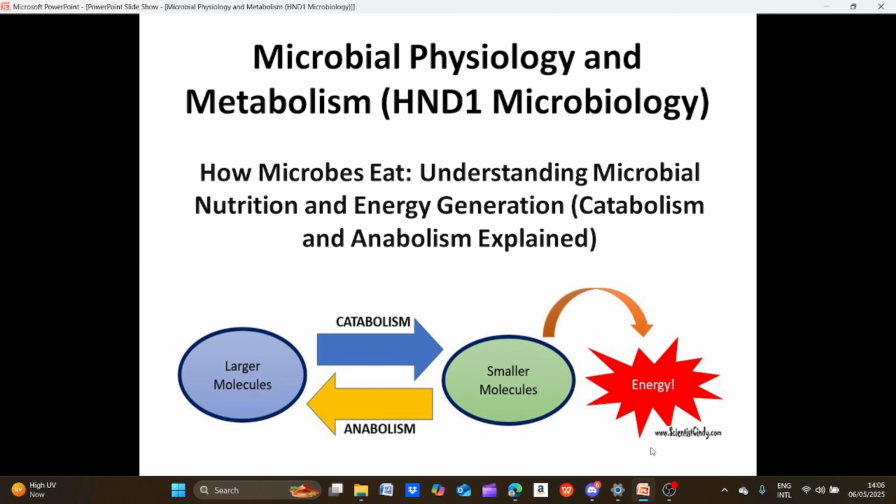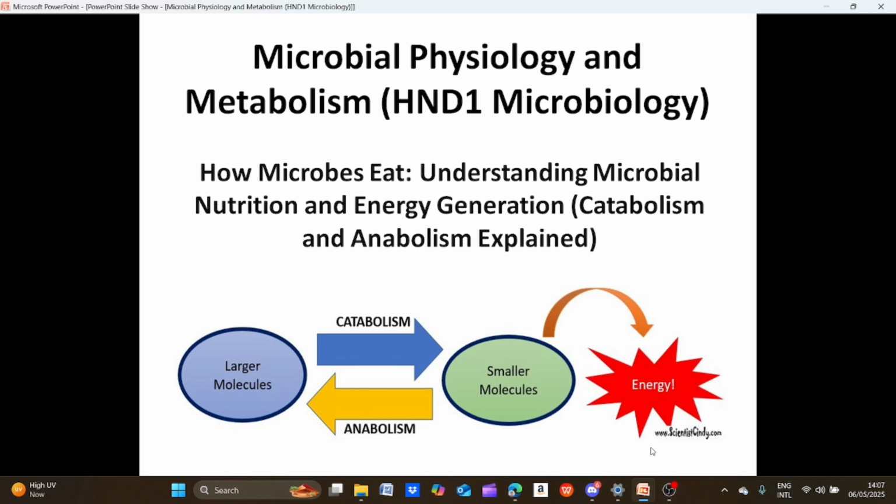Now, microorganisms, how do they eat? Understanding how microorganisms eat is very vital to understanding various life processes. Life will never continue, or it will never be, if microorganisms are not involved in our day-to-day activities.